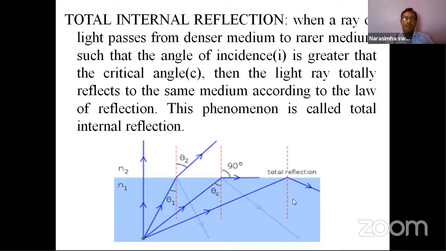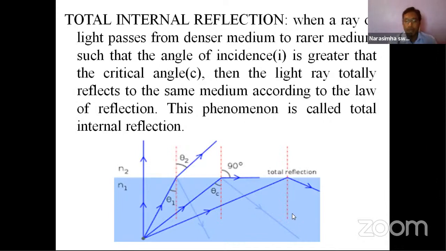If the angle is greater than the critical angle, then the light does not enter into the other medium. Look at this: at the critical angle itself, it travels along the interface. If you increase the incident angle, what happens? It will reflect into the same medium. And this phenomenon is called total internal reflection.